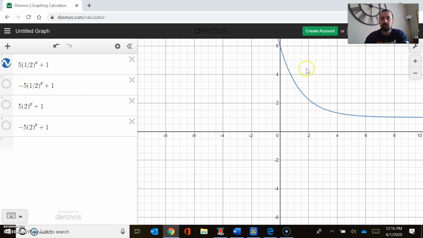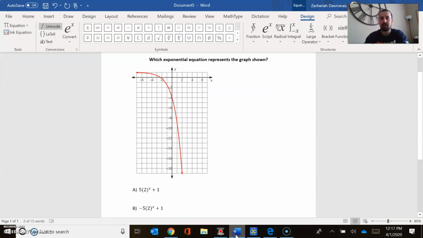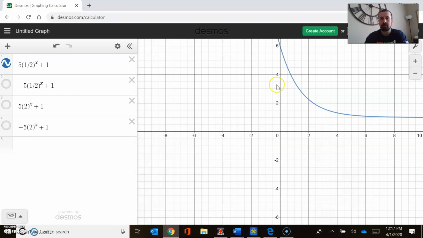Notice the graph in the blue, how it starts up top and it decays down and kind of levels off at positive 1 there. So notice, does that graph look just like that graph? And you can see they are not similar at all. That graph is going down. It's starting from the top and going down and leveling off, and that graph right there is not doing that. So that answer is incorrect.